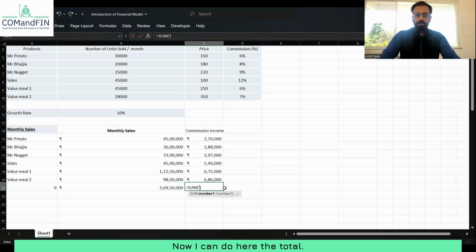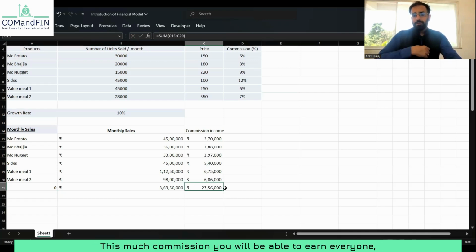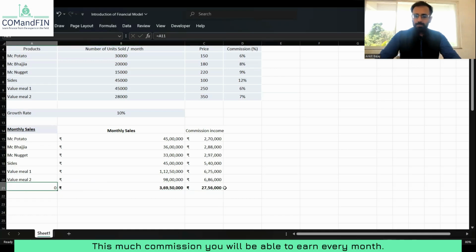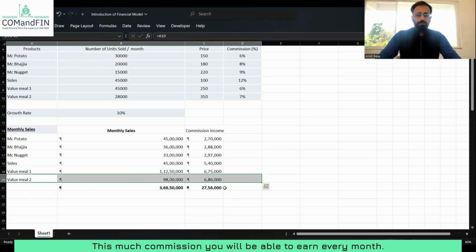Now I can do the total here. So how much commission will you be able to earn every month? That is 27 lakh 56,000, right? This much commission you will be able to earn every month.